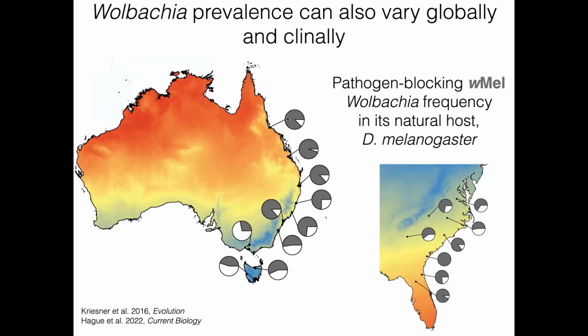This is work from Ary Hoffmann's lab that we've been building on recently. What you can see is that in the tropics, wMel is pretty common. In the temperate zone, it's relatively uncommon, and you see this pattern of clinal variation. Notably, that's not restricted to Australia. We see a similar pattern in North America, where frequencies tend to be higher at lower latitudes, which are also subtropical in this case, in the case of southern Florida.